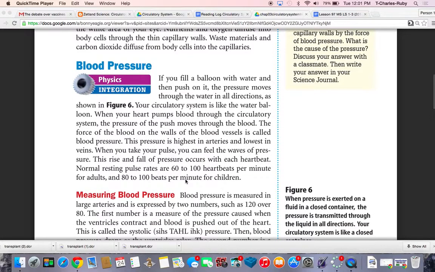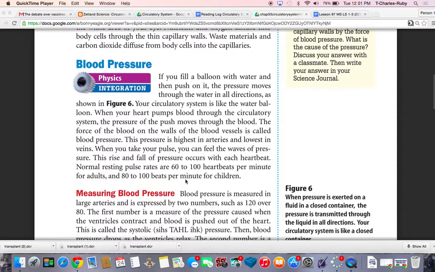When you take your pulse, you can feel the waves of pressure. The rise and fall of pressure occurs with each heartbeat. Normal resting pulse rates are 60 to 100 beats per minute for adults, 80 to 100 beats per minute for children. The smaller the animal, the higher the heartbeat.